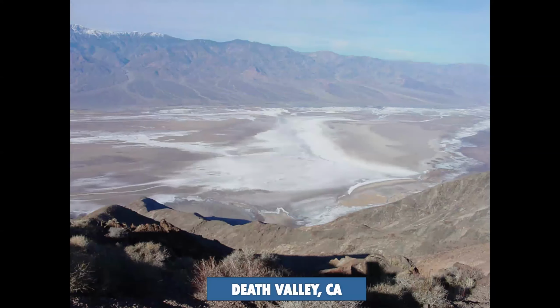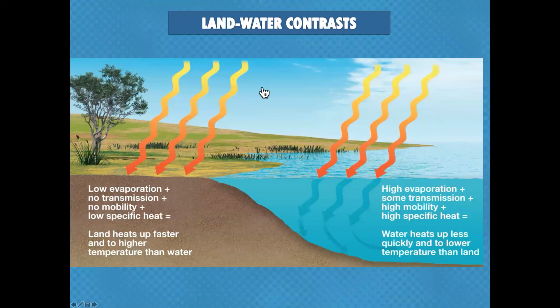Here's an example of a convection oven, essentially, Death Valley, California. You are heating the valley itself. The air is going up. It's cooling. Notice there's snow in the mountains here. And then that air sinks again, and you get these sort of convection cells going. Land-water contrast.